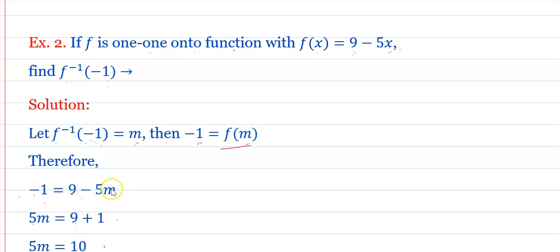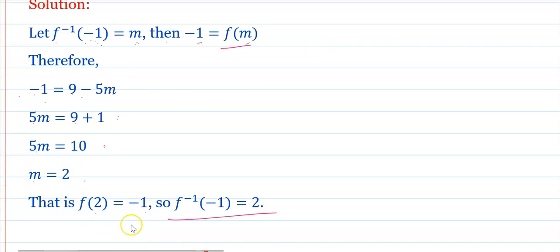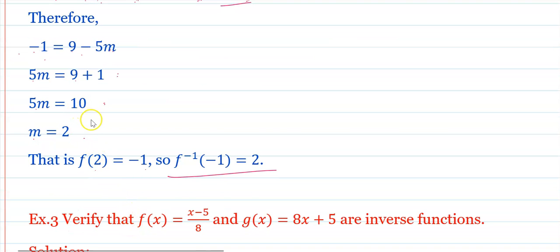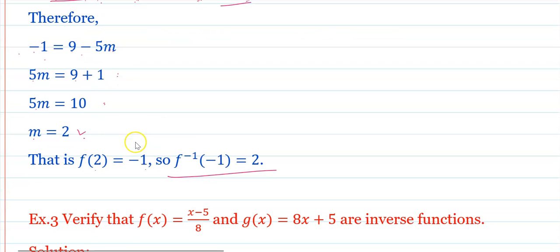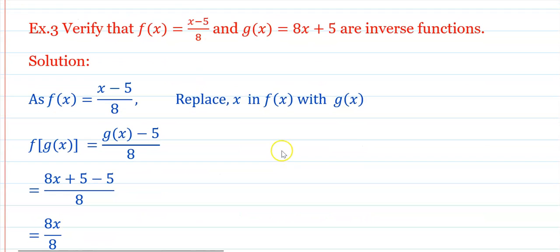Then find the value of m: 5m is equal to 9 plus 1, that is 10. 5m is equal to 10, therefore m is equal to 10 upon 5, that is m is equal to 2. We have the value of m equal to 2, and this is f inverse of minus 1, that is equal to m, and hence f inverse of minus 1 is equal to 2, hence the answer. Okay, now the next.